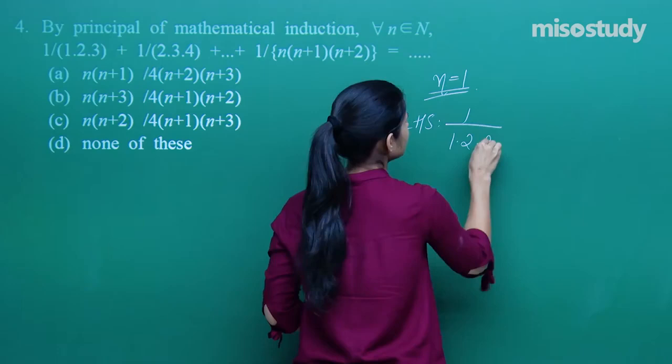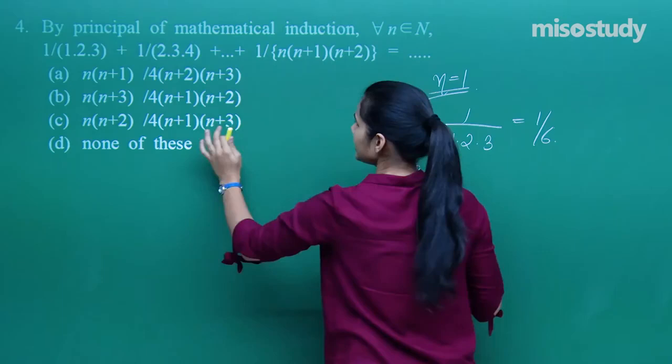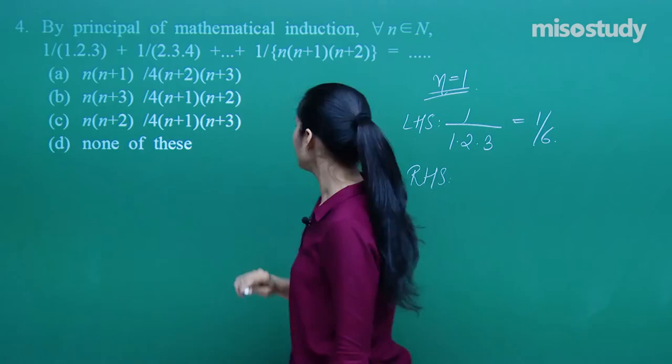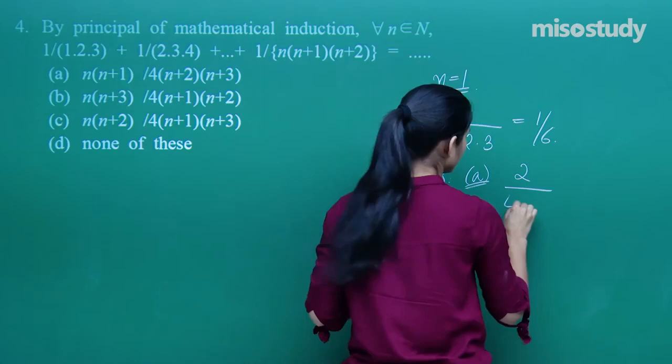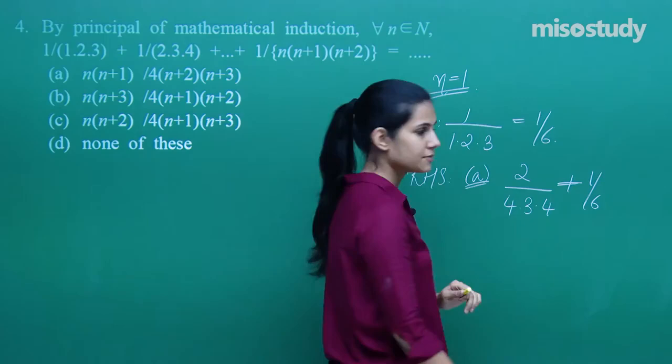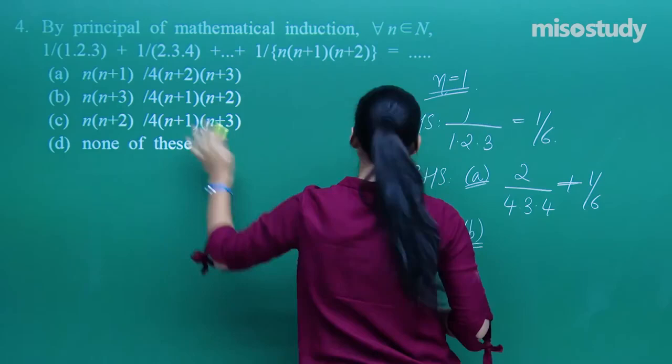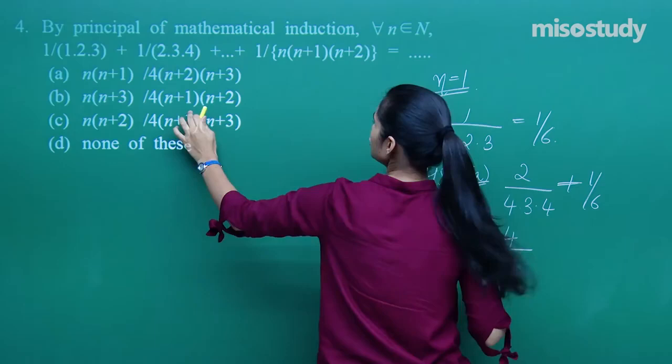Now right hand side, let's see which among these right hand sides give me 1 upon 6 for n equals 1. If I put n equals 1 over here in A, if A is my right hand side, I get 1 into 2, that is 2, upon 4 into 3 into 4. This is not equal to 1 by 6. If my RHS is B, then you get 1 into 4 upon 4 into 2 into 3. This 4 cancels, you are getting 1 by 6.